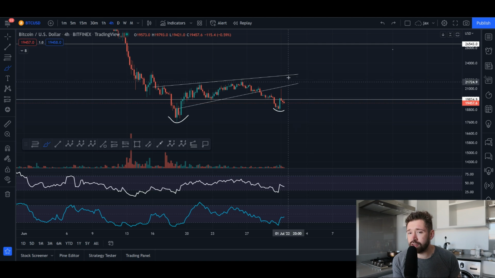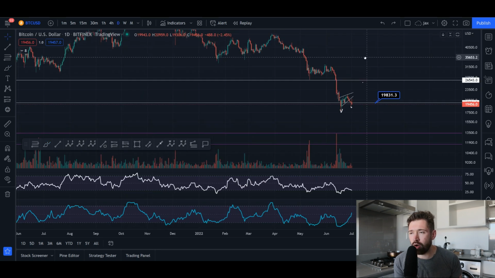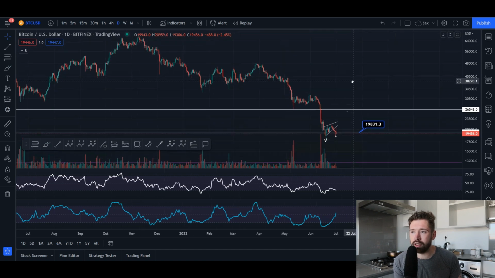So we'll see what happens. This is the crucial level to watch. We've currently been rejected, so I do think it's absolutely vital for us to break above it relatively soon. If the bulls are going to have any chance, I do think we need to see a strong bounce relatively soon for BTC.